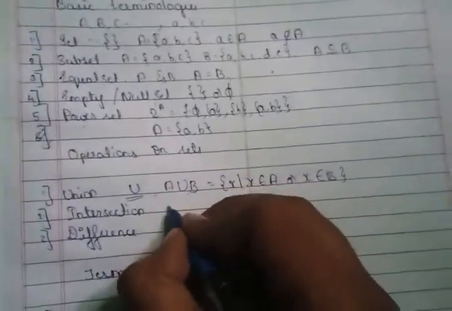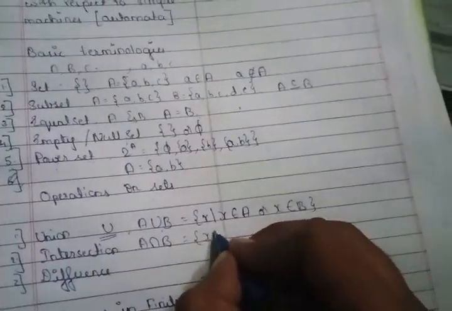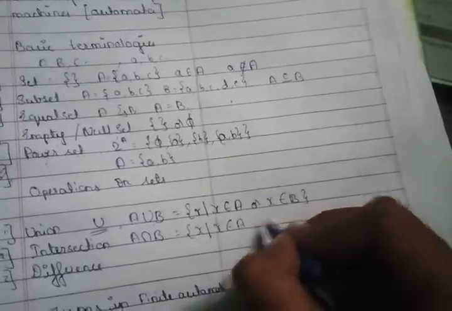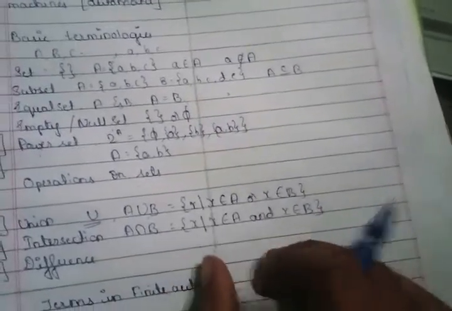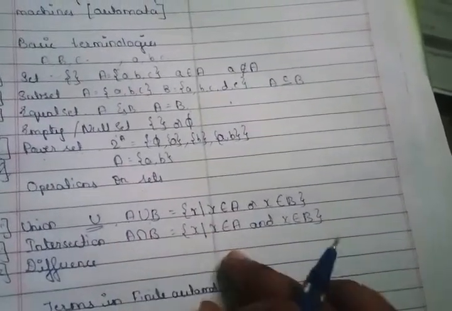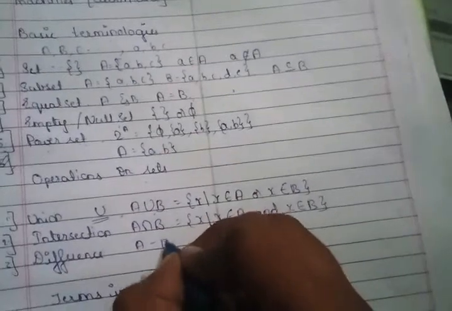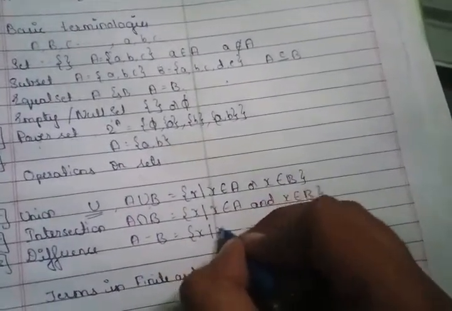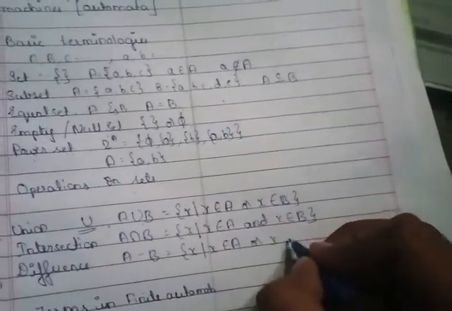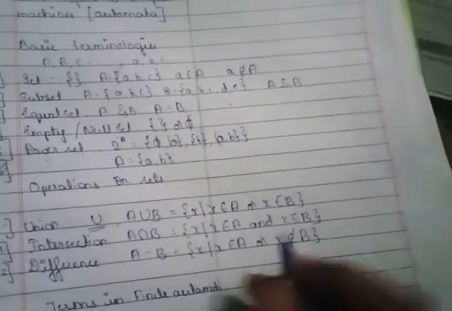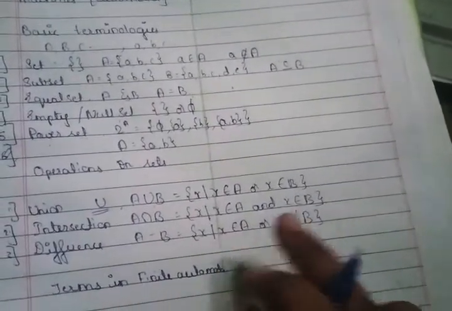Now intersection. Intersection is written as A intersection B equal to x, where x is an element which is present in A and also belongs to B, where only the common elements of sets A and B are taken into consideration when it comes to intersection. Difference: A difference B, that is x is an element where element x belongs to set A and does not belong to set B, that is the elements which are present in set A and do not belong to set B. This is what the difference means.